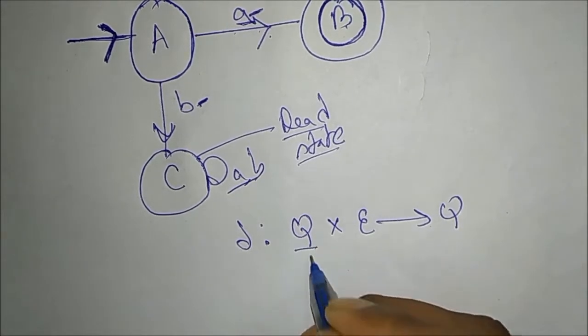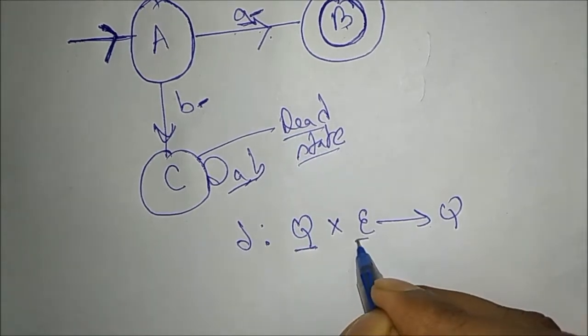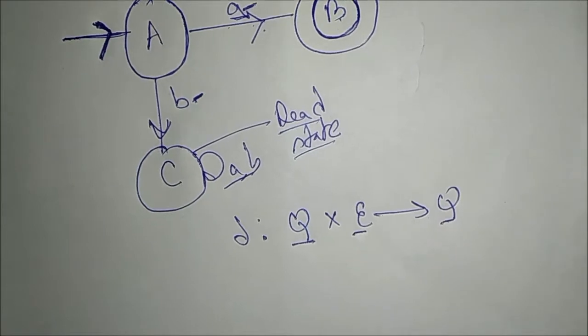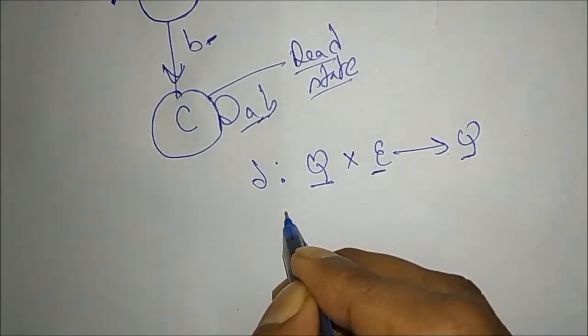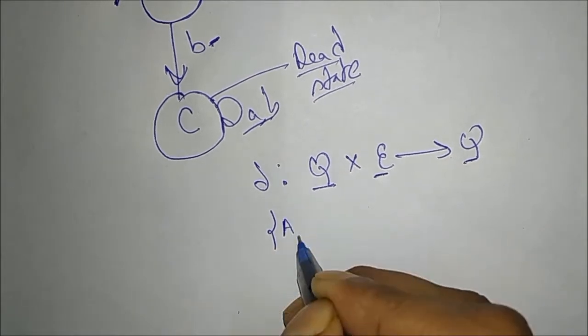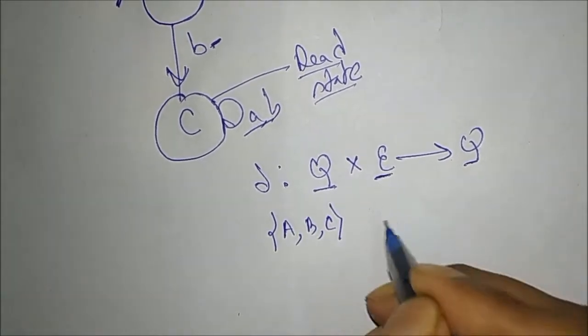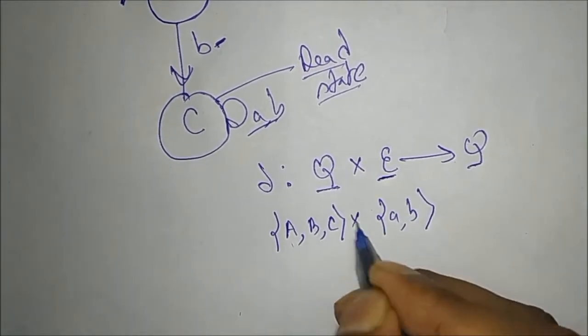So we know what Q is. We have seen it is a set of states, and this is the input alphabet, which is again a set. So we have to cross them both. How many states are in Q? From the above example, we got 3 states, and the input alphabet has 2 symbols. So we have to do cross multiplication.